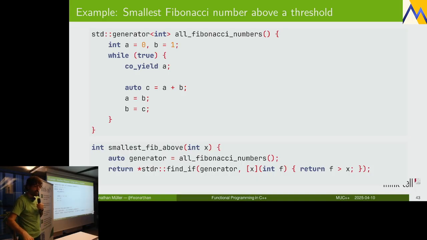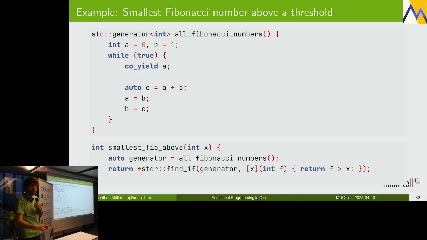And now, when we call begin and want to get the first value, we will start executing the function all Fibonacci numbers. Because when we actually call it, it doesn't do anything yet. It's lazy. So the auto generator equals line doesn't do anything. Only the actual iteration will start the execution of the loop. And then we will execute it until the first co-yield statement, at which point we will suspend execution and pass the value to the iterator, visible to findif.